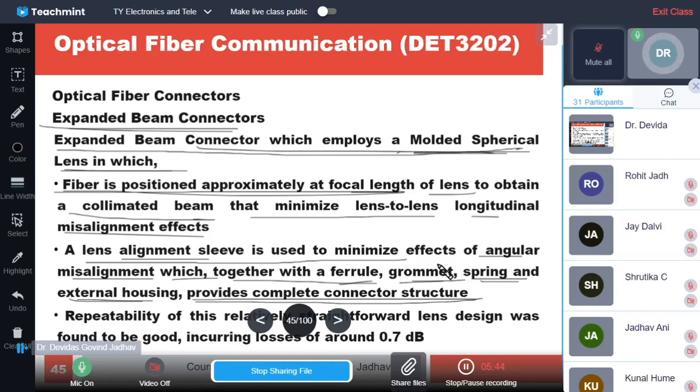So we have seen up to the expanded beam connectors, and next day we will start with the graded rod connectors. Those are one more type of connectors.